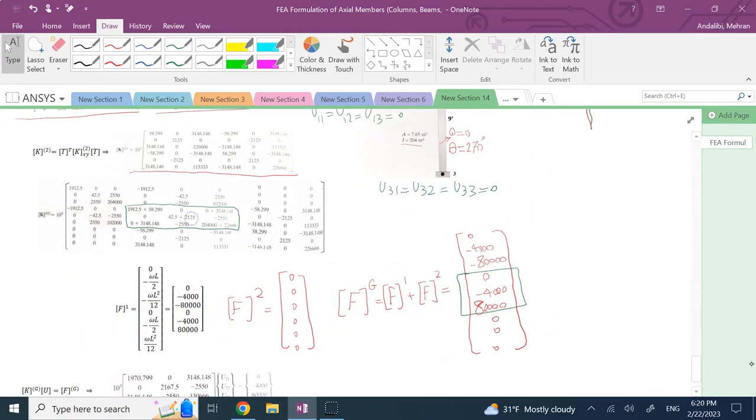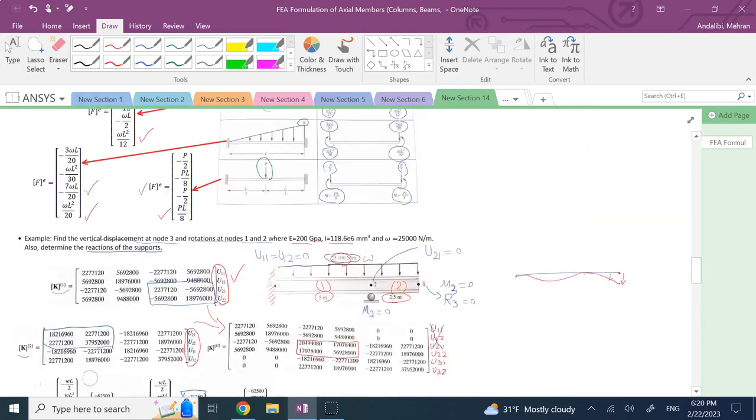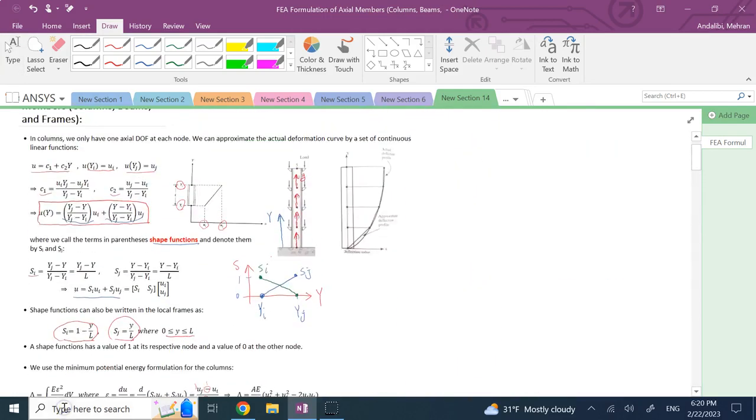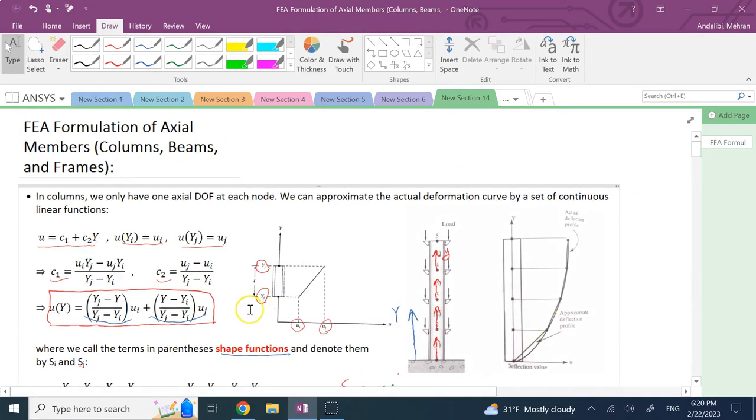Okay, so I guess I told you what you need to know about frames, about beams, and about columns, all of the axial members, and you learned about the shape functions and the formulation of them. Hopefully this video was useful to you. I will see you in my next lecture.